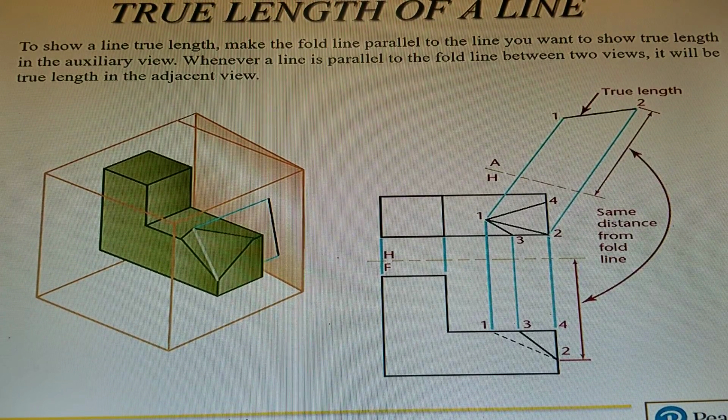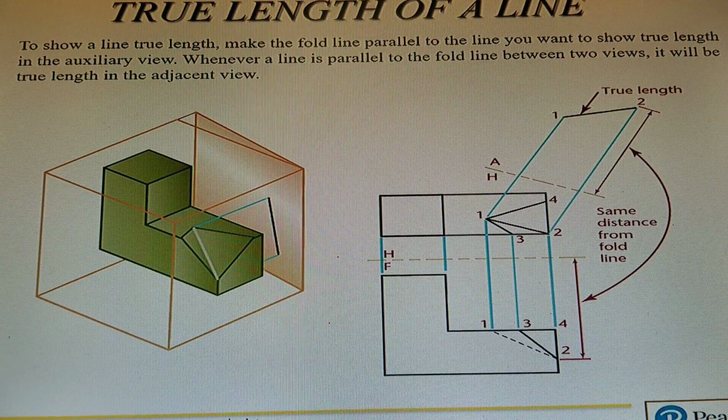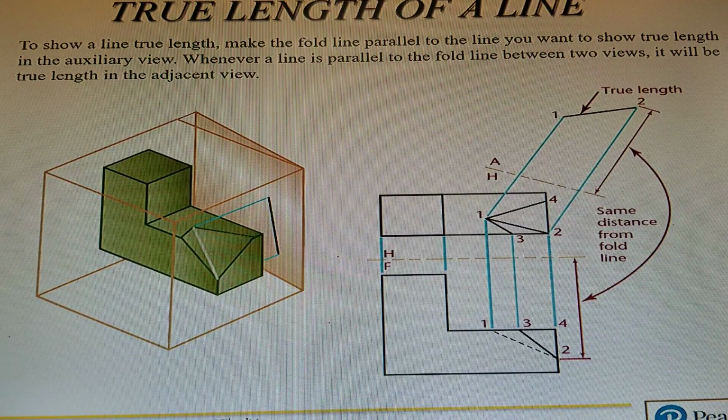True length of lines, this is where it gets kind of weird for you, so we're probably not going to spend a whole lot of time on this. To show a true length line, make the fold line parallel to the line you want to show true length in the auxiliary view. Whenever a line is parallel to the fold line between the two views, it will be true length in the adjacent view.